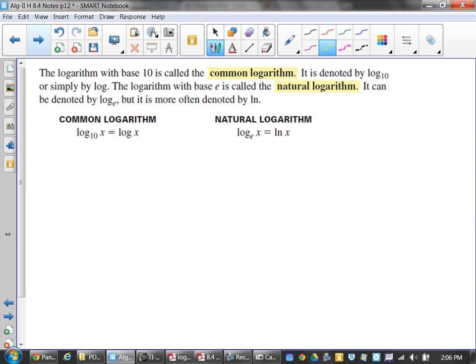Real fast, I want to talk about what's called the natural log. You don't have to write all this out. e comes back here. If you have a log with the base e, that equals natural log.